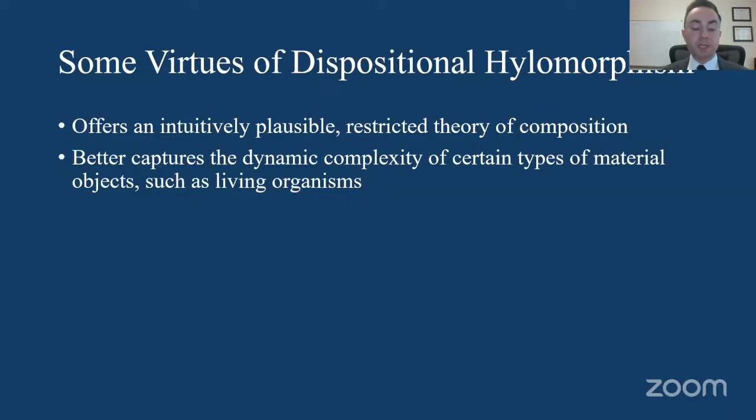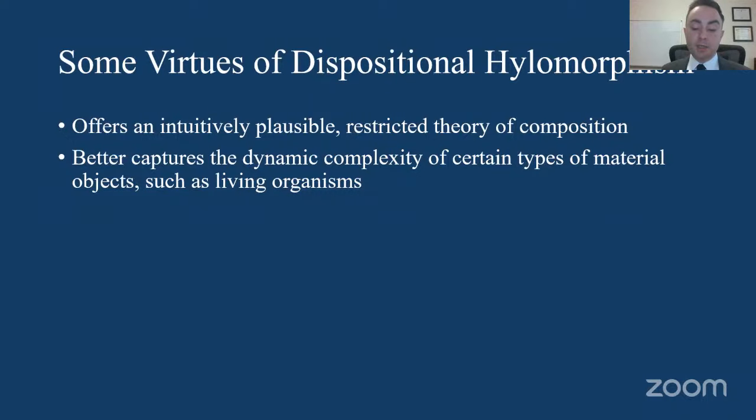The principal advantage of dispositional hylomorphism over structural hylomorphism is that it better captures the dynamic complexity of certain types of material objects, such as living organisms. And the key feature that allows dispositional hylomorphism to achieve this is that powers or dispositions are multiply realizable. The same power or disposition can be realized or manifested by different types of objects in different types of structures or arrangements. For example, different types of mental states or dispositions can be realized in different types of materials or in different types of brain structures.